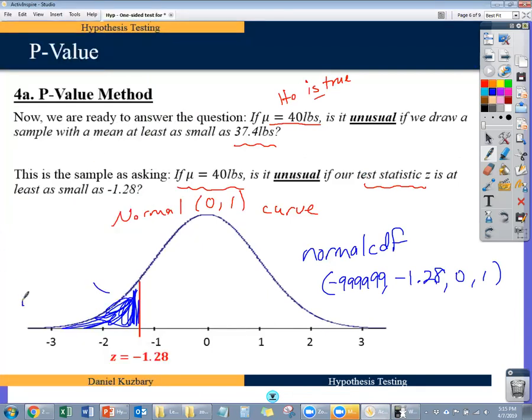My area is 0.1003. So that's like 10% of the distribution. Move the decimal, you get 10% of the distribution. Question again, is it unusual to get something in that range? Well, there's a 10% chance you do. Is it unusual?